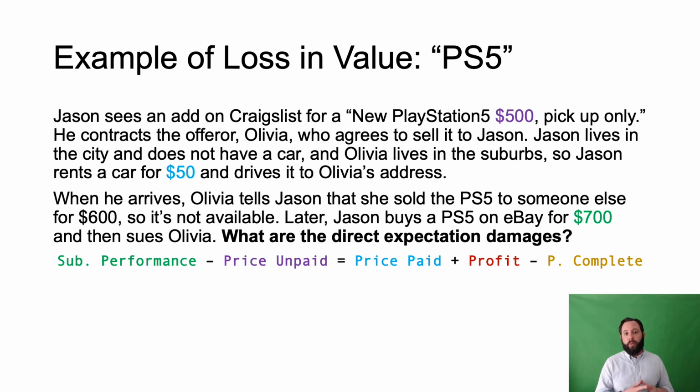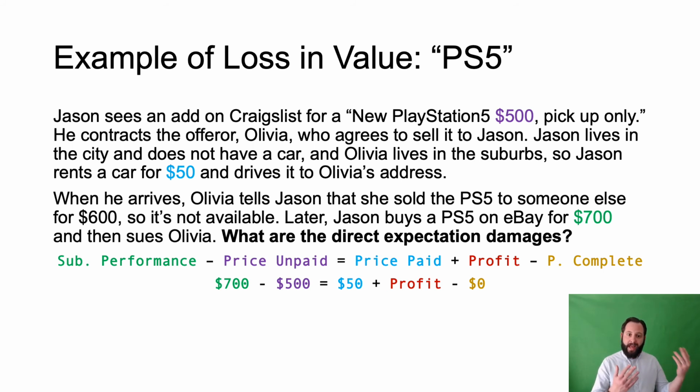And once again, the equation is the cost of substitute performance minus the price that is still unpaid equals the damages, and that whole amount of damages is meant to make the person at the status they would have been if the contract were performed. So if we plug in the numbers here, we have $700 for the substitute performance. That's how much he actually paid in reality for this PlayStation 5. He was going to pay $500. So the delta there is $200, and the expectation damages will be $200.